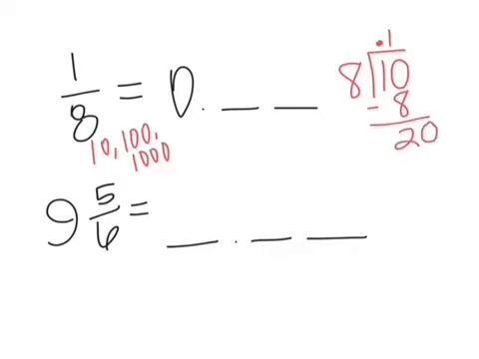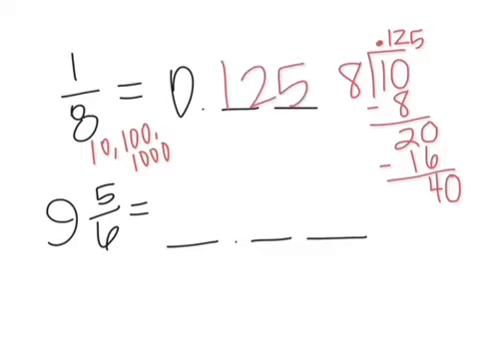I add another 0. 8 into 20 is twice, which is 16. When I subtract, I get 4, add another 0. 8 into 40 is 5. So when I do this, I would get 0.125. Or I can round. So if I'm looking for a percent, I don't want to say that I have 125 thousandths. If I want a percent, I would have to say that this is 12.5%, or I could round it to 13%.